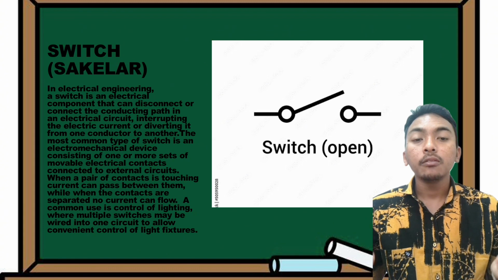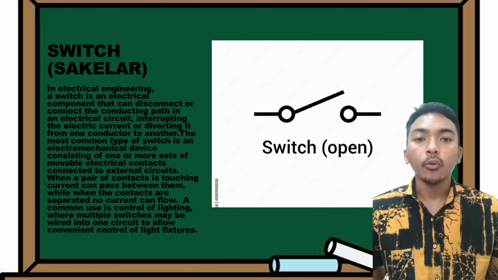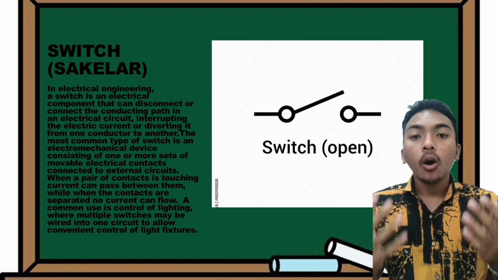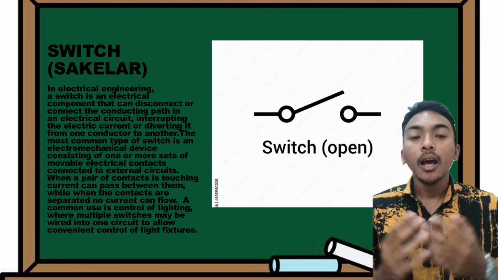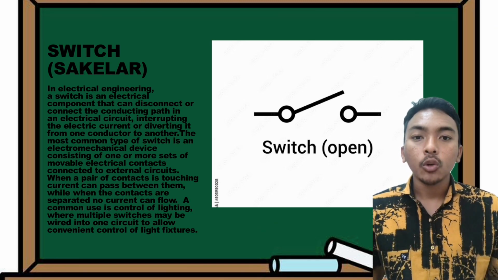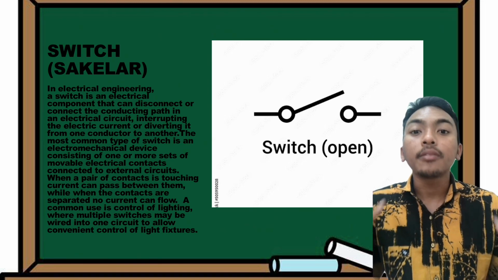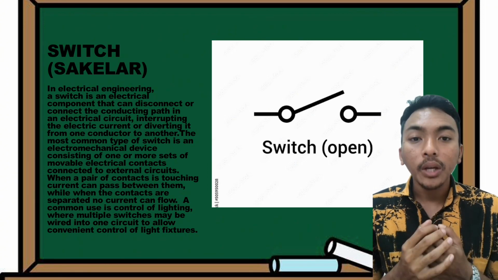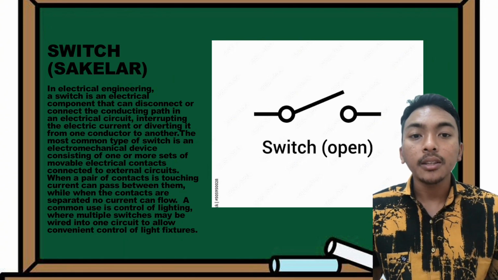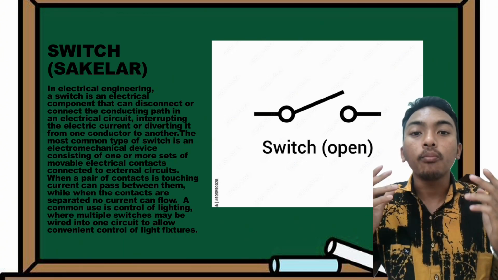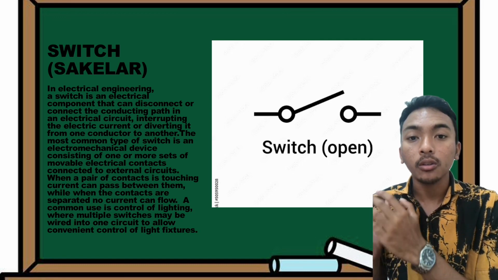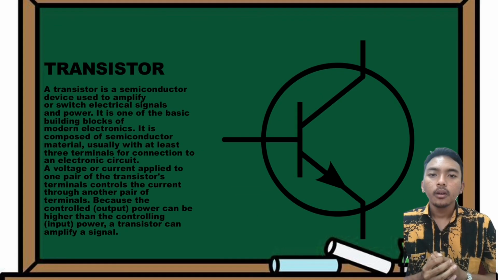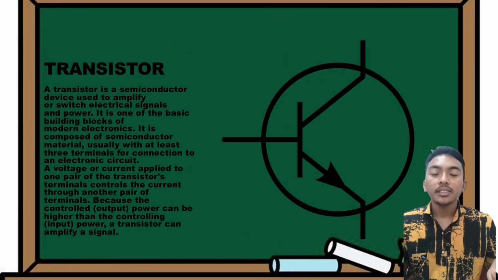And then we have a switch. In electrical engineering, a switch is an electrical component that can disconnect or connect the conducting path in an electrical circuit, interrupting the electric current or diverting it from one conductor to another. The most common type of switch is an electromechanical device consisting of one or more sets of movable electrical contacts connected to external circuits. And then the last component is a transistor.